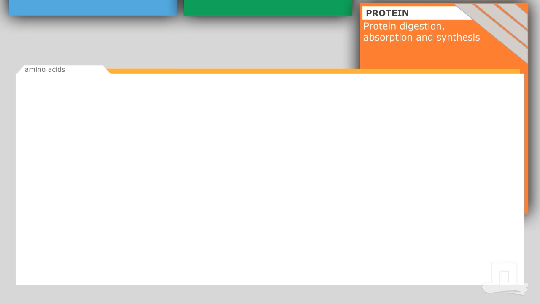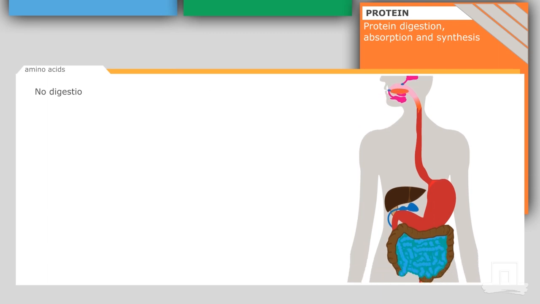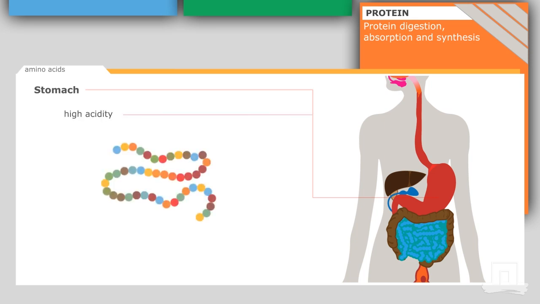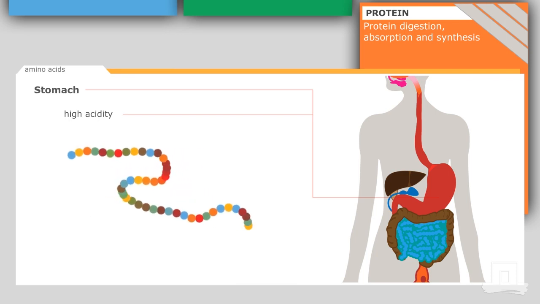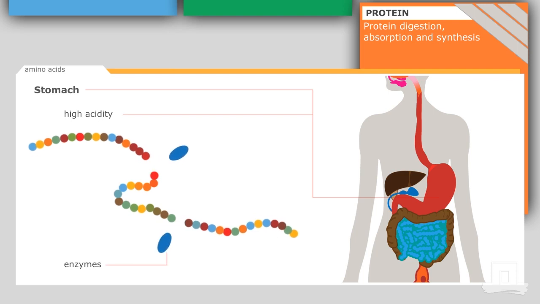Now, unlike carbohydrates, there's no digestion of protein in the mouth. It only starts when the food reaches the stomach. And protein digestion is assisted by the high acidity of the stomach. The very acid environment in the stomach causes the unfolding of proteins so that enzymes have easier access to it and can cleave it into smaller pieces.